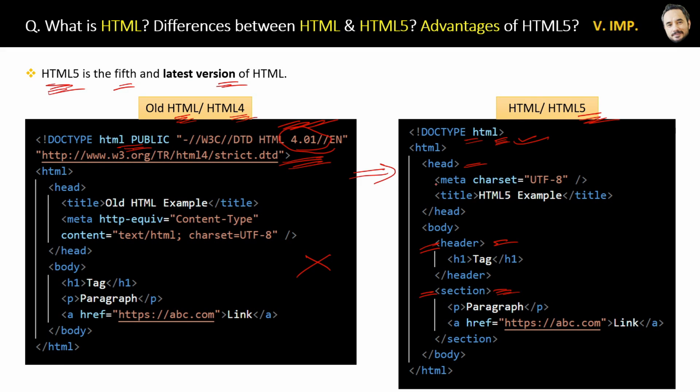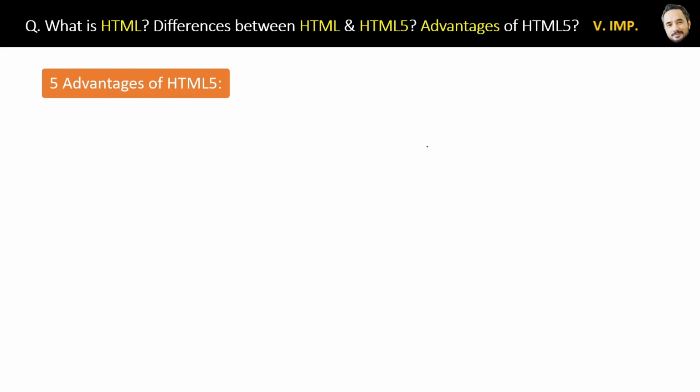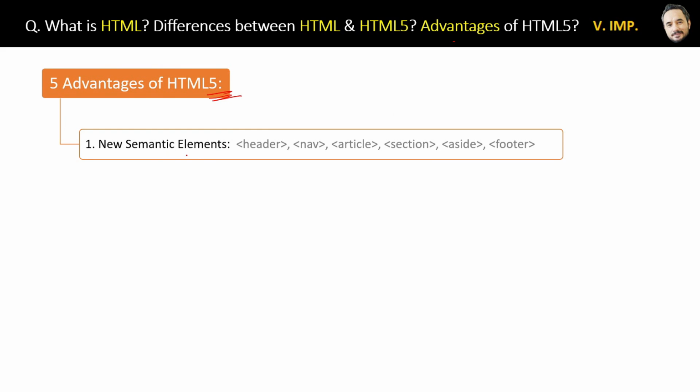Finally, let's quickly see the 5 advantages of HTML5 over the old HTML one by one. First is HTML5 introduced new semantic elements like header, nav, article, section, and many more.